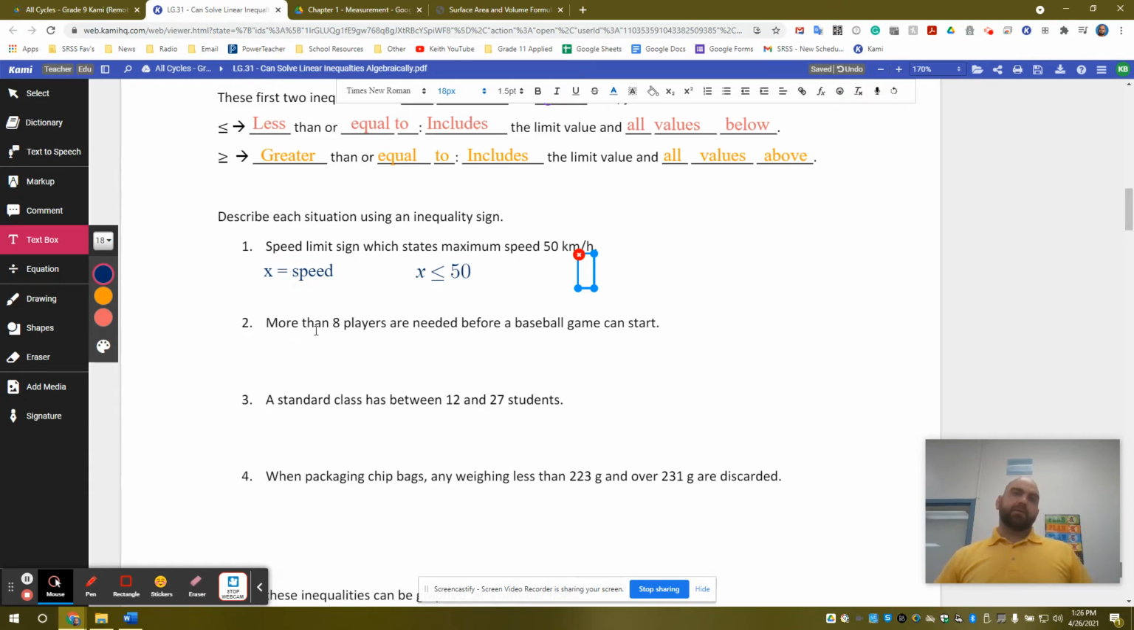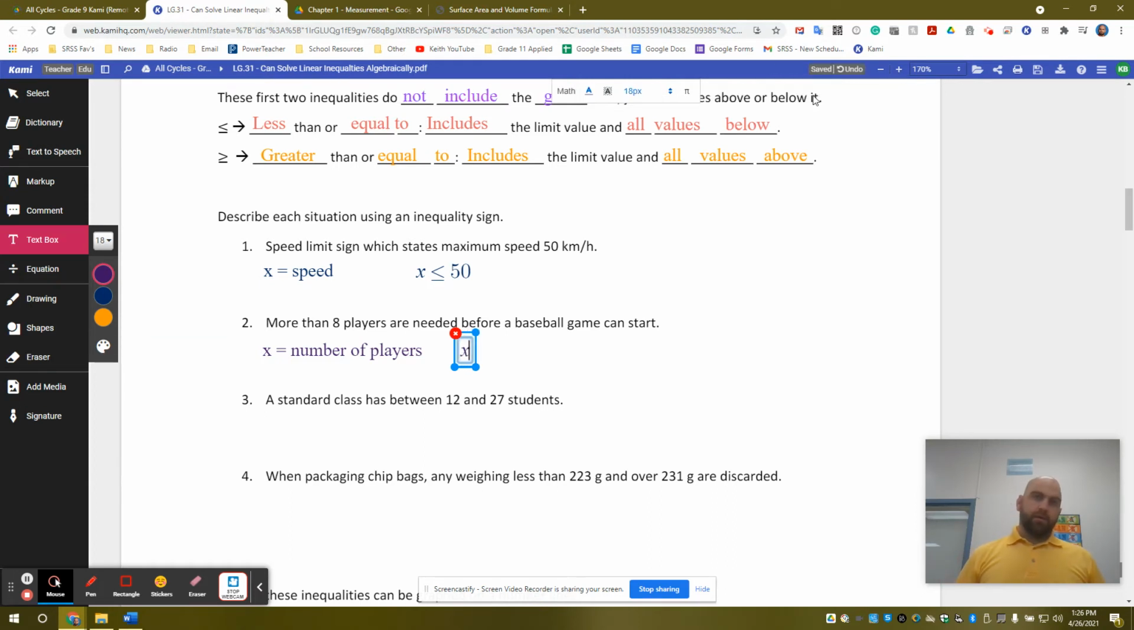The next one here says that more than 8 players are needed for a baseball game to start. Well, that says 8 isn't actually allowed, but we need more than that. So x is the number of players. And when we do our inequality, x has to be bigger than 8, but not equal to it. Actually, it has to be bigger. So we're just going to do x is greater than 8. There's an inequality: x is greater than 8.